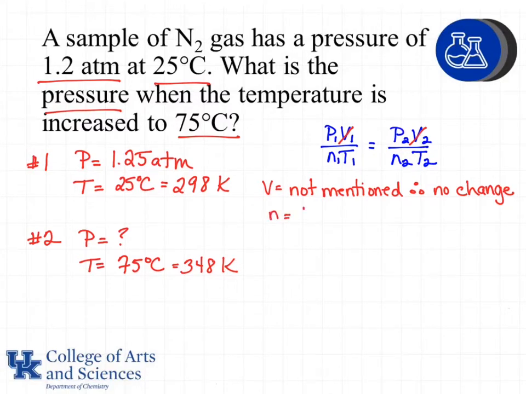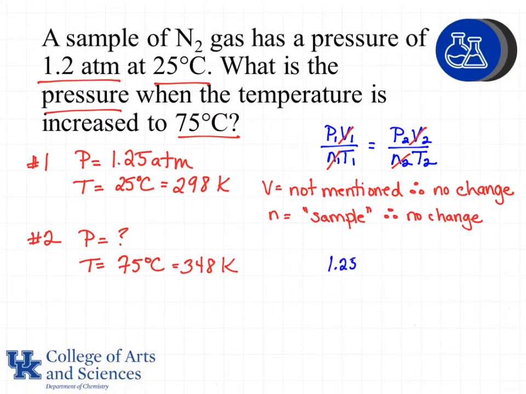As in our previous example, our moles are given as a sample. There's no indication of increasing or decreasing the amount of moles of our sample, so we know there's no change. So N1 is equal to N2, and those values can be canceled out. We're left with the simplified equation of P1 over T1 equals P2 over T2.